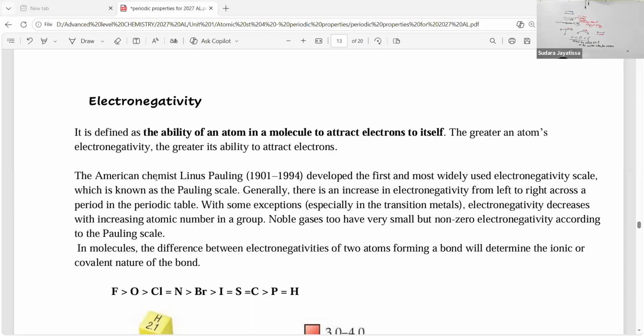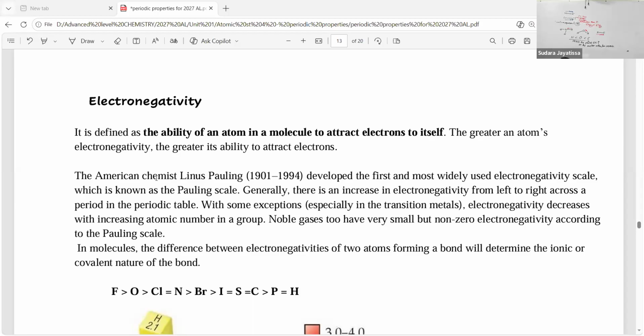Noble gases too have very small but non-zero electronegativity according to the Pauling scale. Non-zero means they are not zero electronegativity; they have some ability. But for noble gases, Pauling found a value that is actually useless, because they are not making any actual bonds. So we don't consider that value. Even in our table, it is not given. Noble gases are not there.